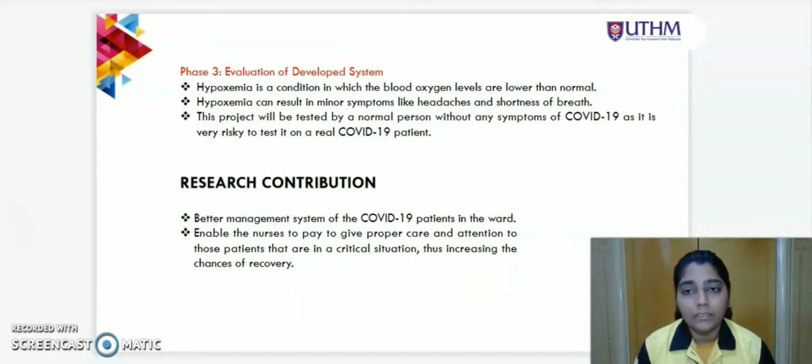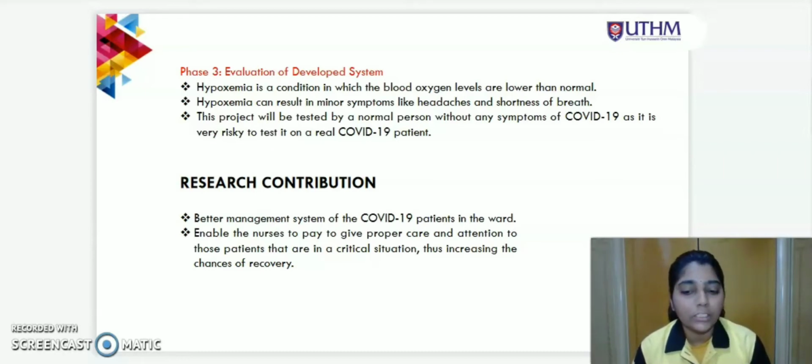The third phase would be the evaluation of the developed system phase, in which the fingertip pulse oximeter will be used as a reference measurement. SpO2 less than 92% or SaO2 less than 90% are the indicators of hypoxemia. Hypoxemia is a condition in which the blood oxygen level is lower than normal.